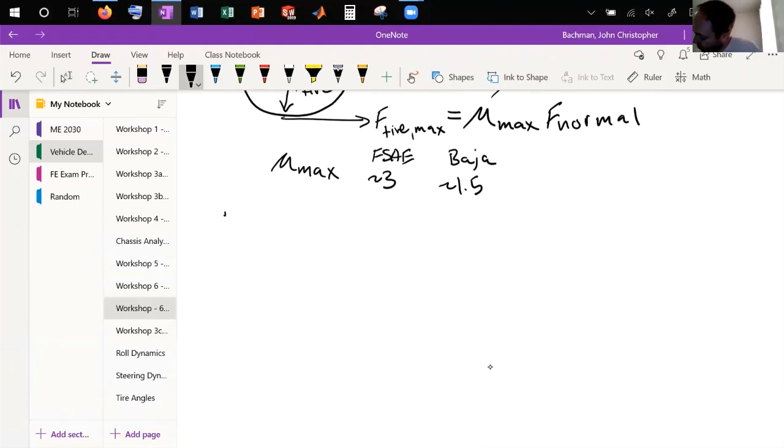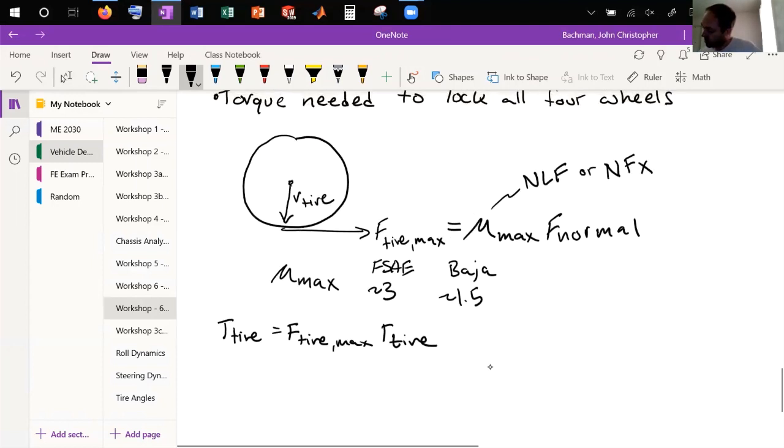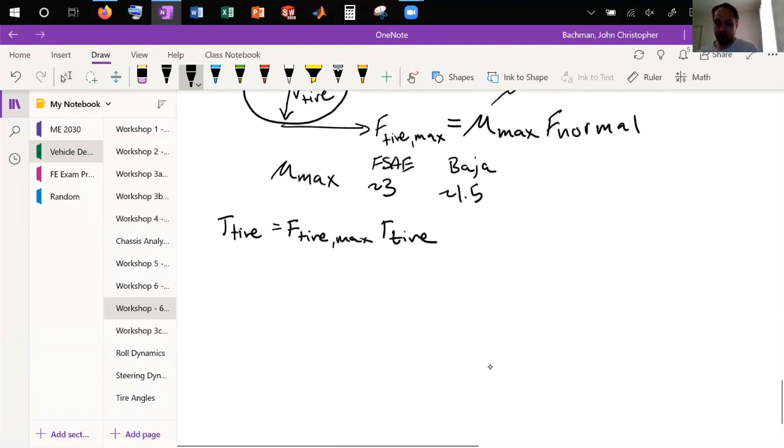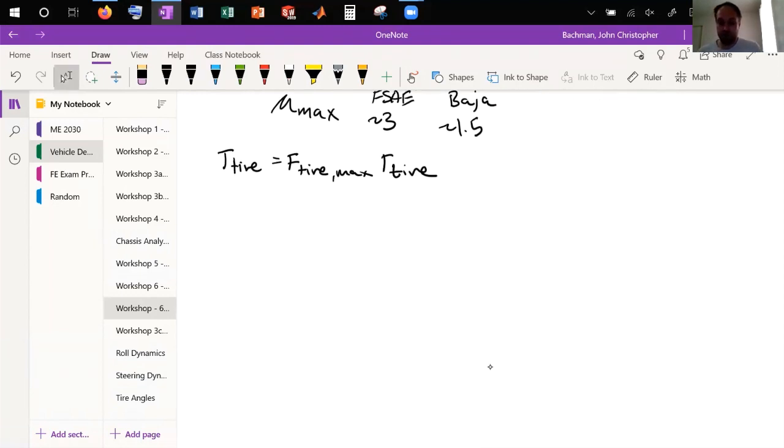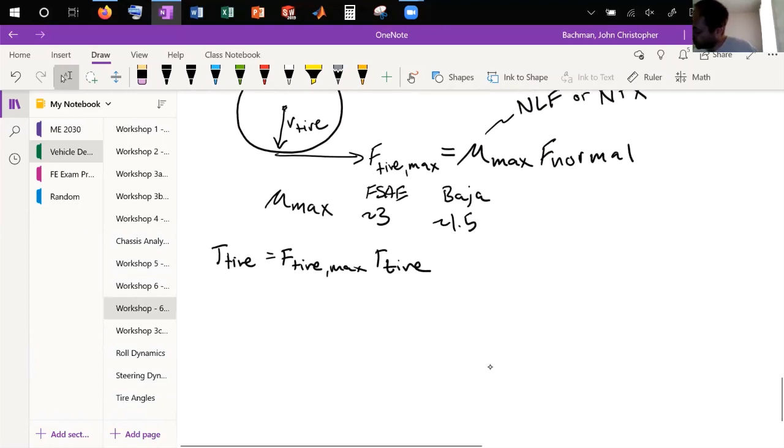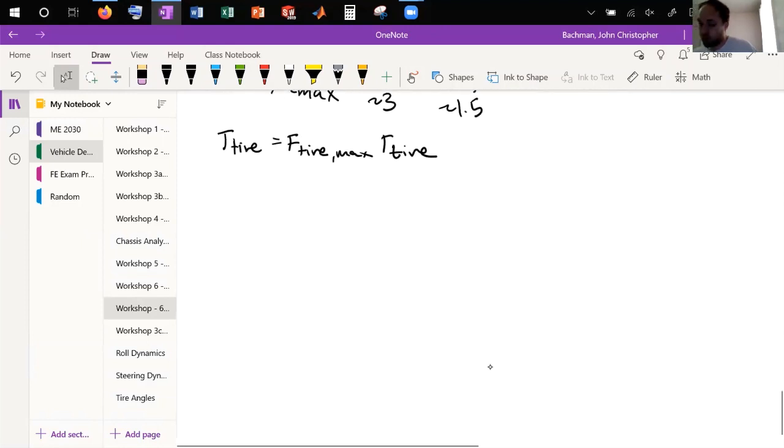And then we see that the torque that we need to get on the tire to do that is nothing more than F tire max times the radius of the tire, right? So that's the torque that we need to be able to get onto this system. The only thing we don't know at this point is the normal force. We know the radius, we know the mu. So let's look at a schematic, right?